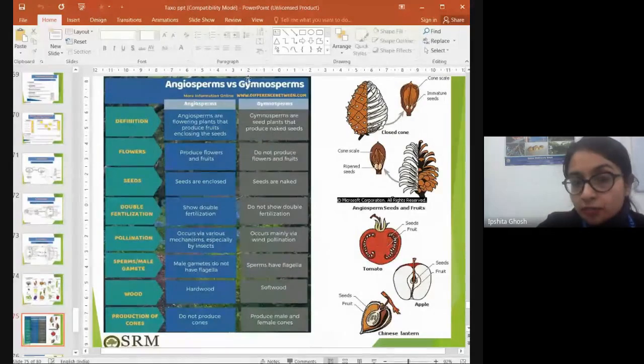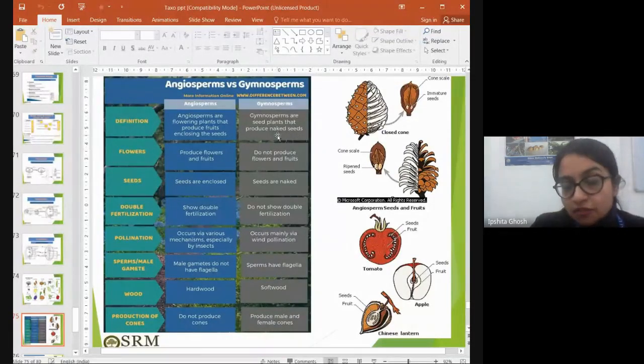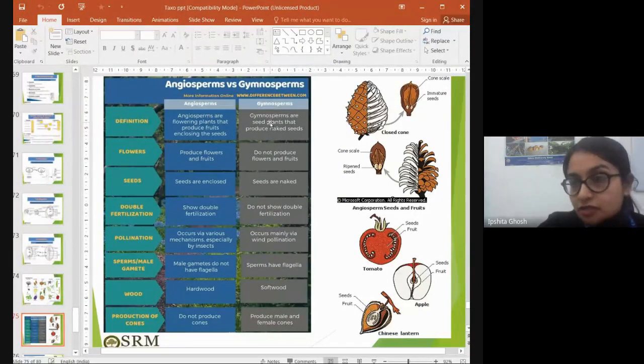As the terminology suggests, gymnos means naked, and sperm refers to seeds. It's derived from a Greek term which means naked seeds itself. So the name itself suggests the difference between gymnosperms and angiosperms, right? Then angiosperms produce flowers and fruits, which is not true in the case of gymnosperms. And yes, in angiosperms seeds are enclosed, in gymnosperms seeds are naked. This is again the same thing.